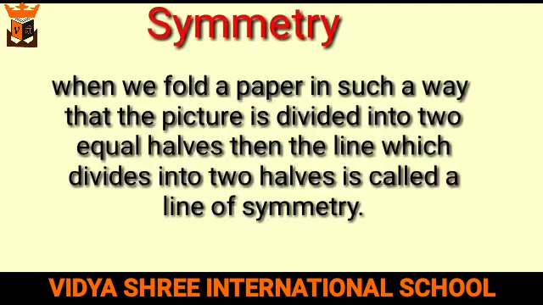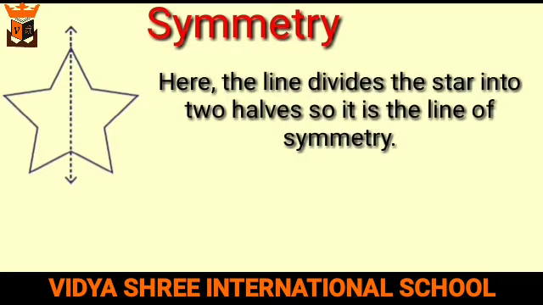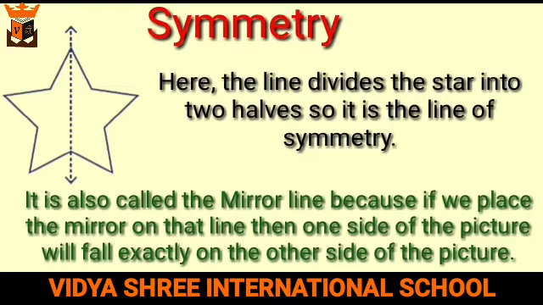Symmetry. When we fold a paper in such a way that the picture is divided into two equal halves, then the line which divides it into two halves is called a line of symmetry. Here the line divides the star into two halves, so it is the line of symmetry. It is also called the mirror line because if we place a mirror on that line, then one side of the picture will fall exactly on the other side of the picture.